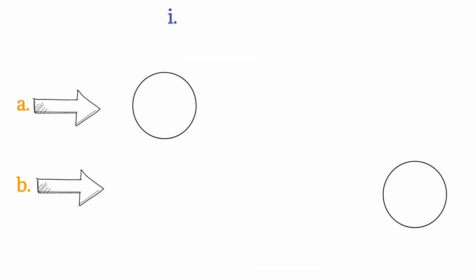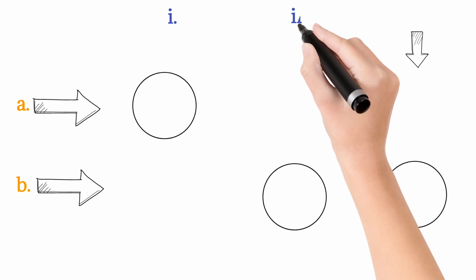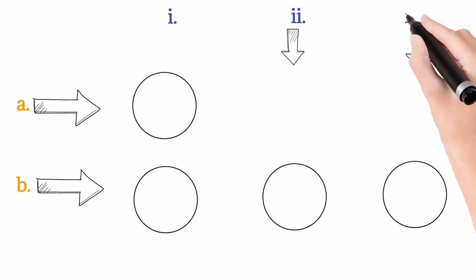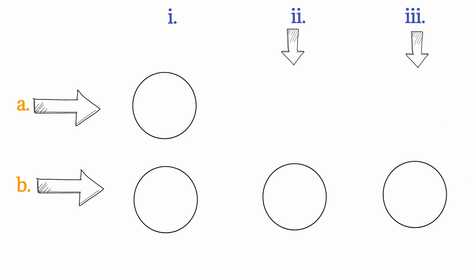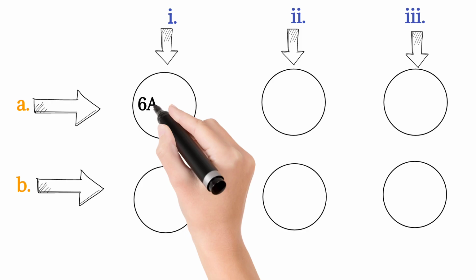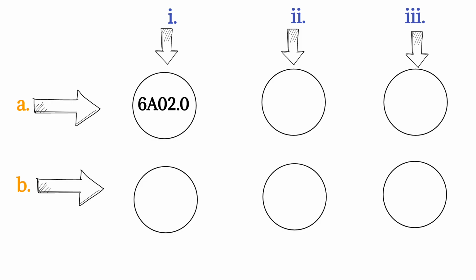One represents mild or no impairment of functional language. Second represents impaired functional language. And third represents complete or almost complete absence of functional language. The code 6A02.0 represents autism spectrum disorder without disorder of intellectual development and with mild or no impairment of functional language.